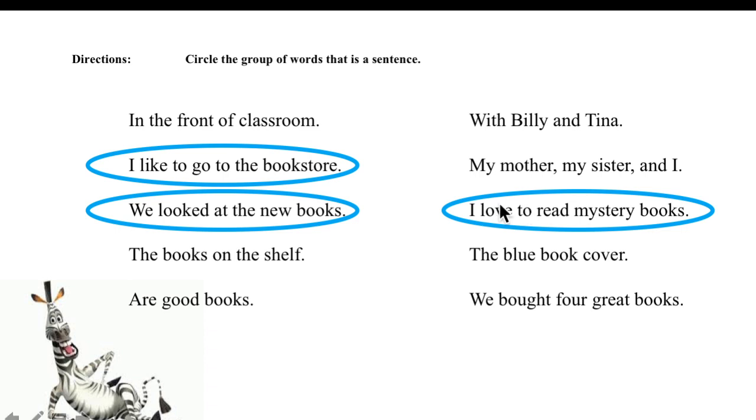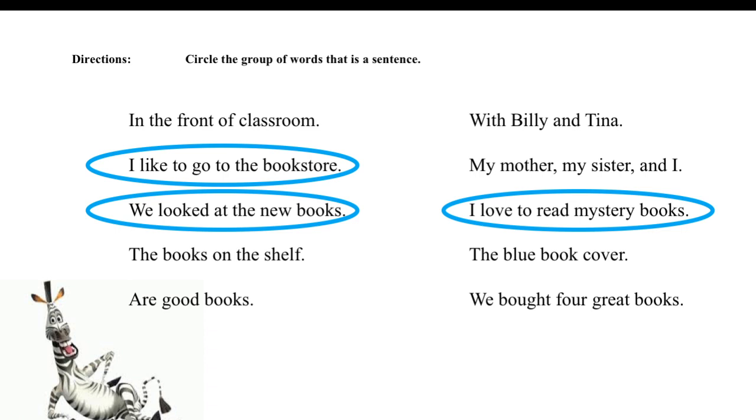The books on the shelf. Is that a sentence? No, it isn't, because it's incomplete. What happened to the books on the shelf? I don't know. The blue book cover. Is this a sentence? No, because it doesn't make sense. What about the blue book cover? I don't know. Are good books. Is this a sentence? Of course not, because it's incomplete. What are good books? I don't get it.